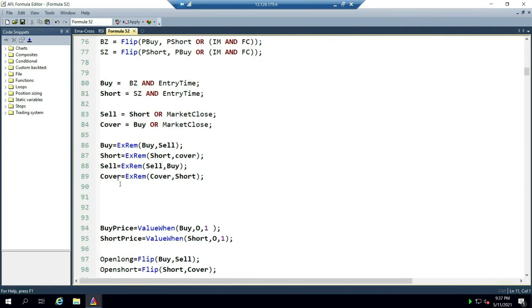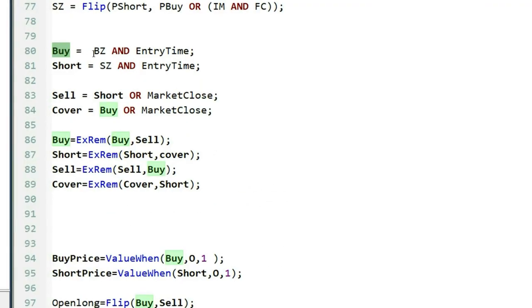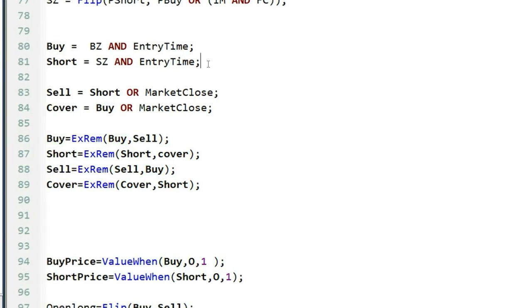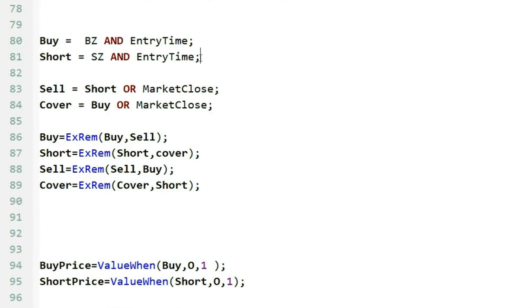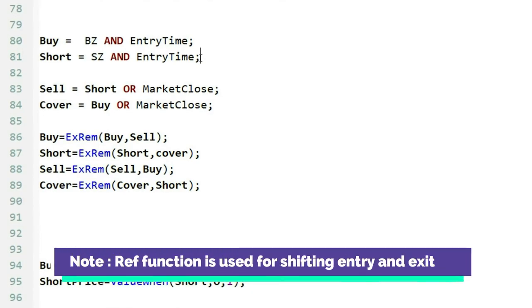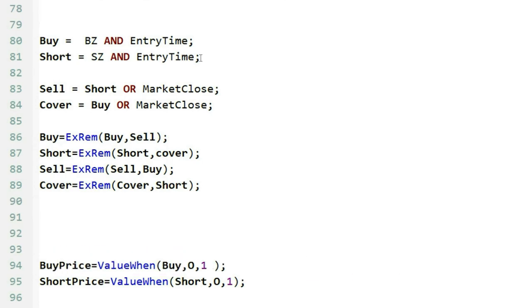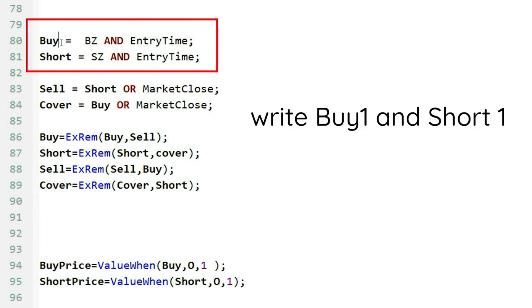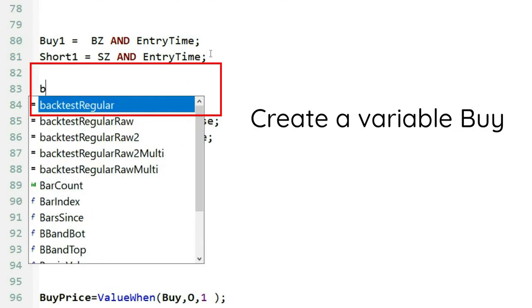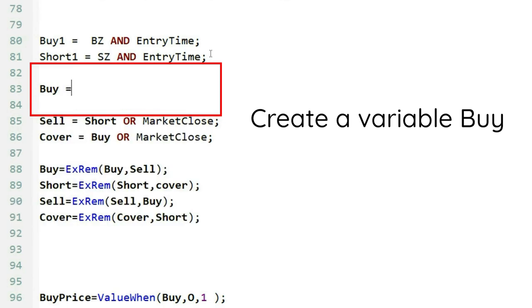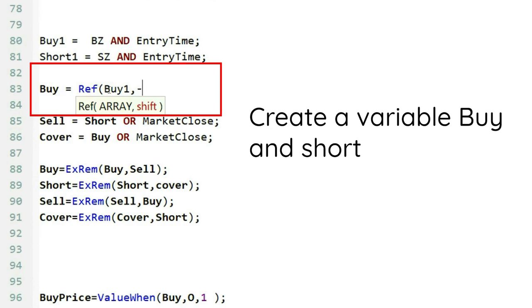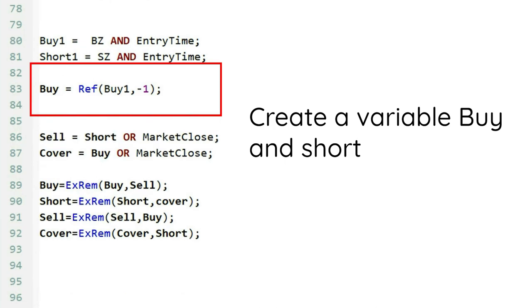So I'll go back to the line where buy and short are defined. Buy is basically buy zone and entry time, short is short zone and entry time. Now I want to shift the entry of buy and short to the next candle. How will I do that? It's very simple. Instead of buy, I'll mention it as buy one, and instead of short, I'll mention it as short one. And now I will create a variable buy equal to Ref, which is the reference function, and buy one. So whenever buy one is achieved, and I'll write -1, that means if the previous candle has buy one, buy it on the next candle. As simple as that.